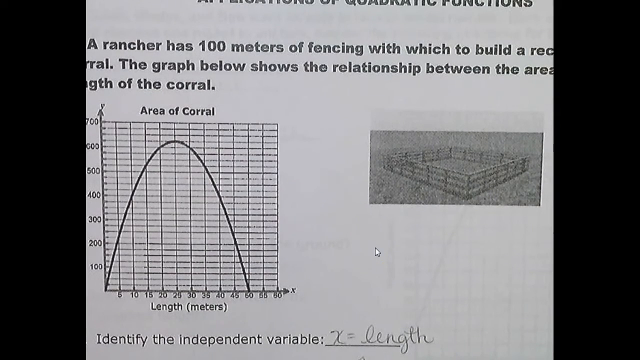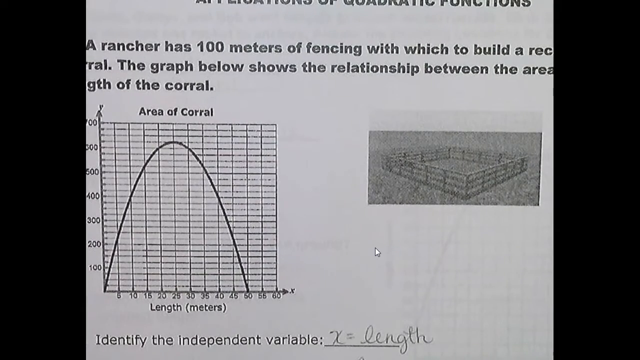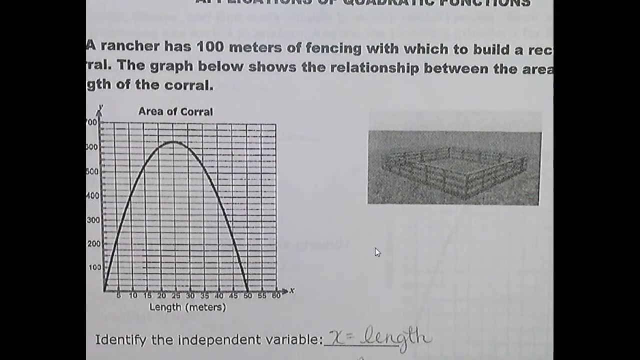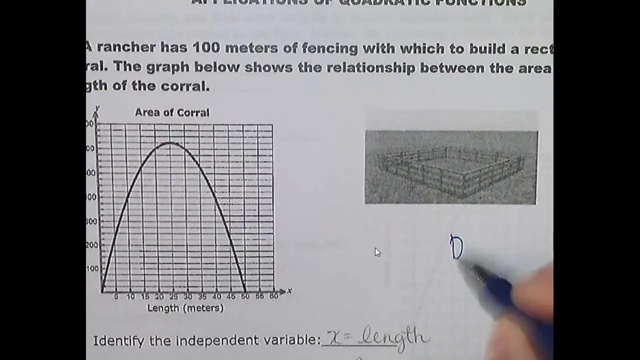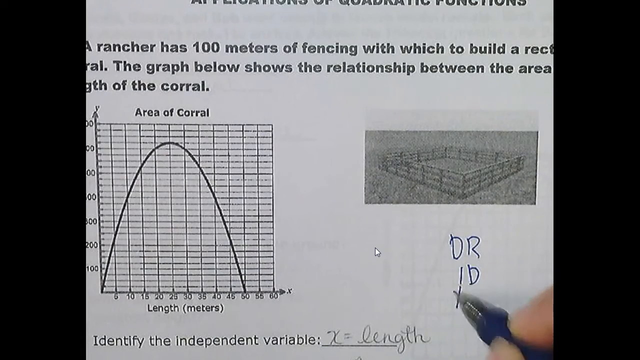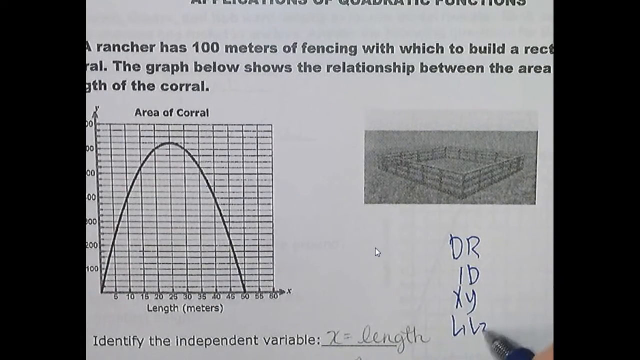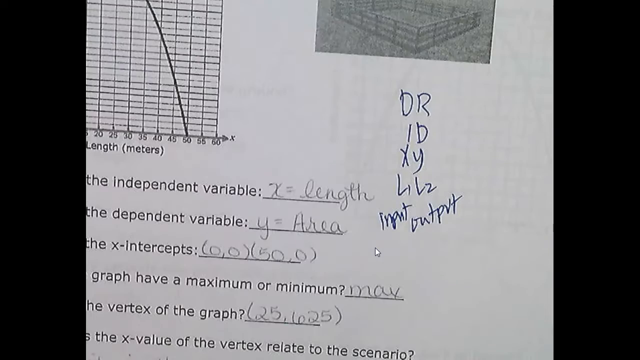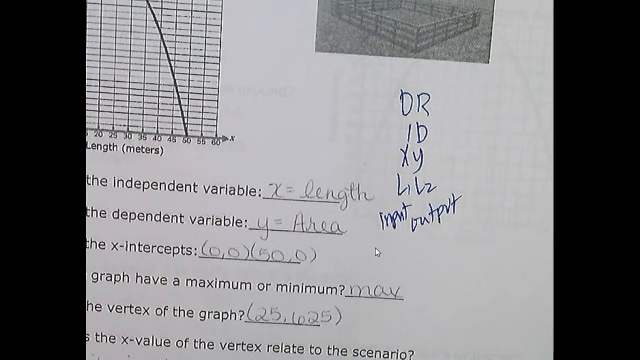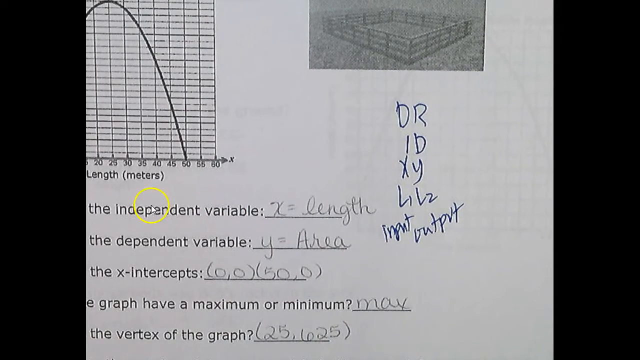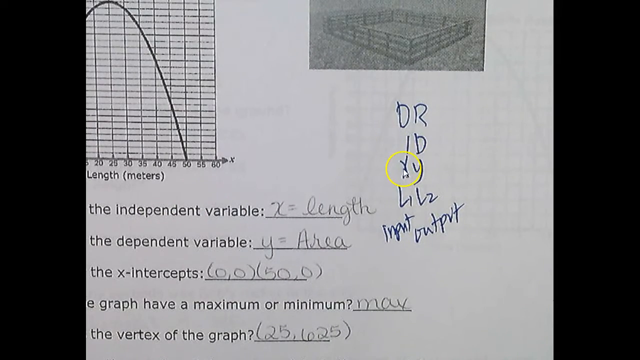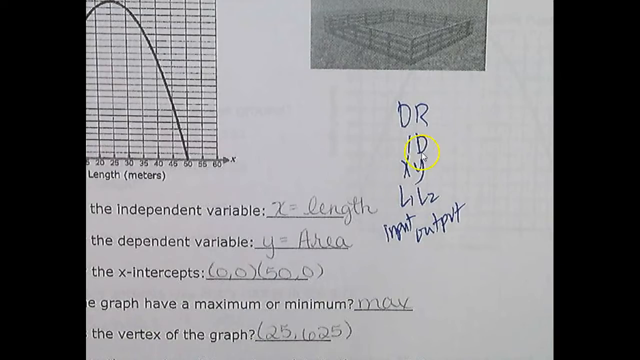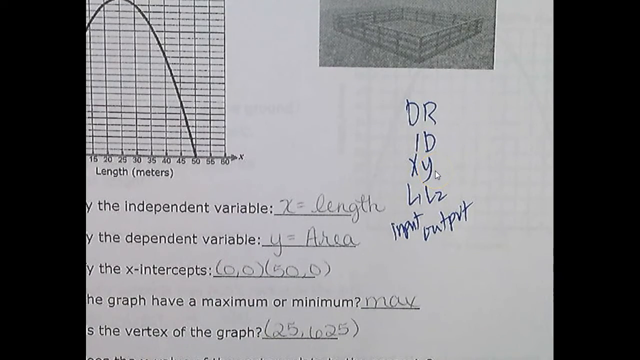All right, so let's look at what you got. It says identify the independent variables. Wouldn't that be Dr. ID, XY, list 1, list 2? Yep, input, output. Y'all be sure to teach Coach Wynn. So what do we have here? We said independent, so that's your X. And then it says dependent. I think that's my Y, and that's area.